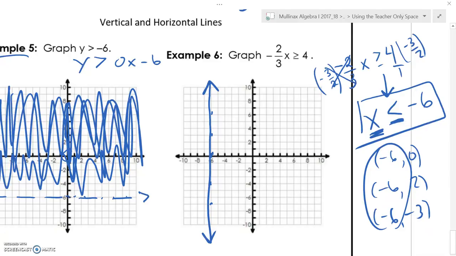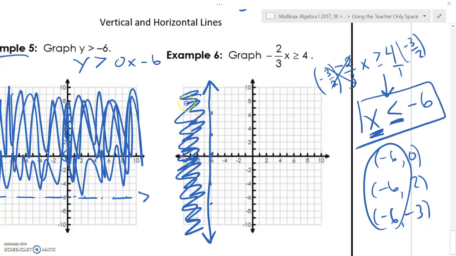Now we need to decide where x is less than negative 6. So we can test 0. 0 is not less than negative 6. So (0, 0) is not a solution. Therefore, we will shade the other side of the line. This would mean all the points to the left of the vertical line and points on the line are solutions.